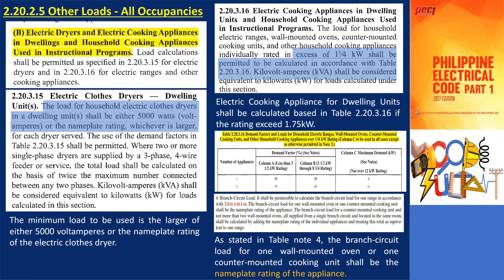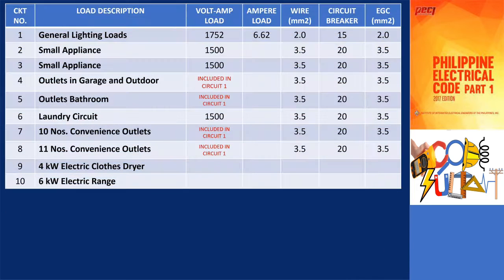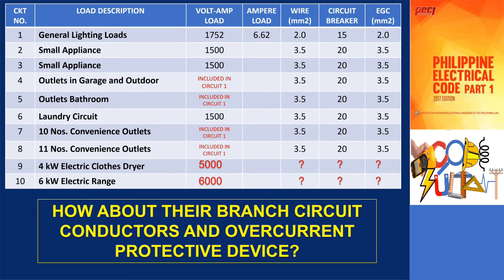Since the rating of the electric clothes dryer for the sample project is only 4 kilowatts, therefore the branch circuit load for a dryer at circuit 9 shall be 5,000 volt amperes, while for the electric cooker it shall be the nameplate rating, which is 6,000 volt amperes. How about their branch circuit conductors and overcurrent protective device?